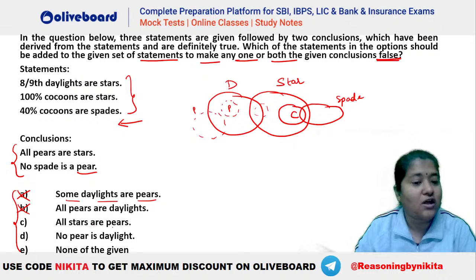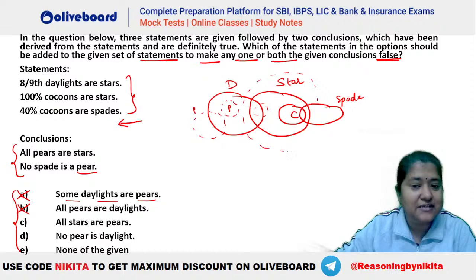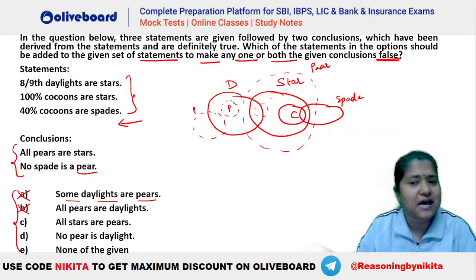Option number C, all stars are pure, right? Let's say if we have all stars are pure. So if we have all stars are pure, what will happen? You can see this is your pure now. All stars are pure. All pairs are star. That's a possibility. So not a definite false.